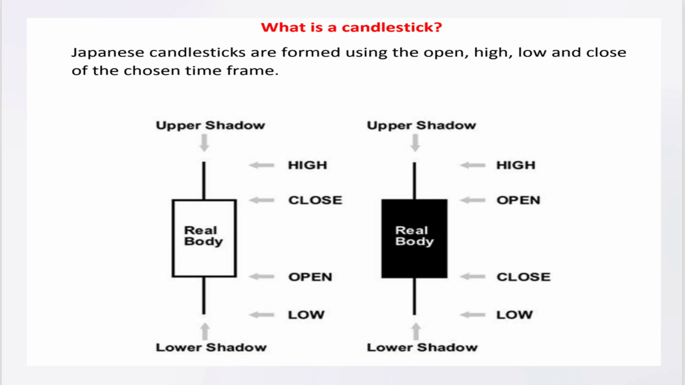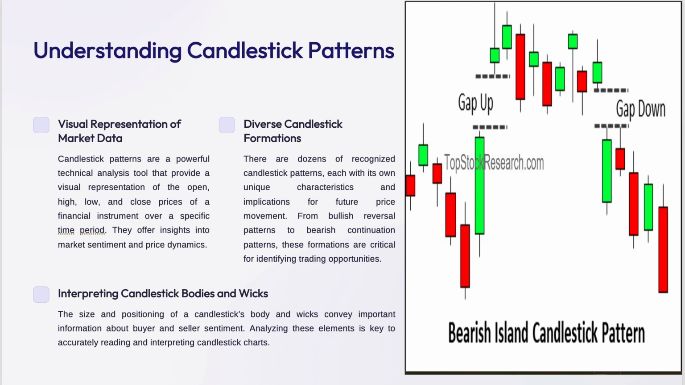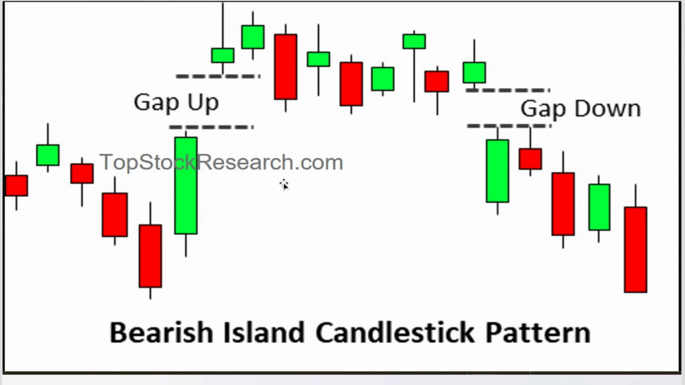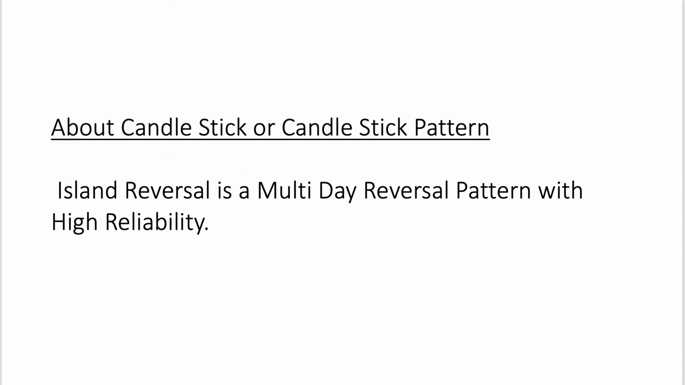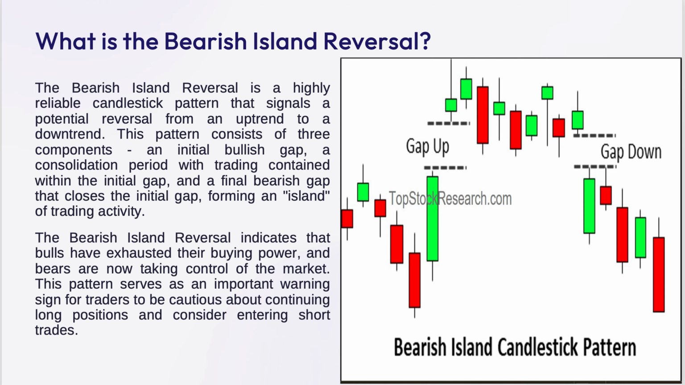Candlesticks I have discussed briefly, and in detail in other videos, so you can go through them. So, visual representation: you see the gap up and a gap down here, with diverse candlestick formation. Interpreting candlestick bodies and wicks is also very important. You might have multiple candlesticks out here, but if you have a gap up and gap down like this, I'll tell you more examples. This tells you how you can take an entry somewhere here to ride the downward move. This has high reliability because very few people can identify it. I will show you the examples going forward.